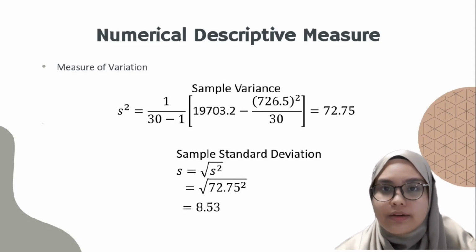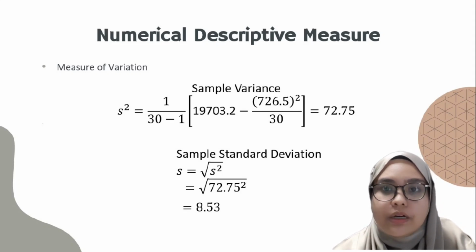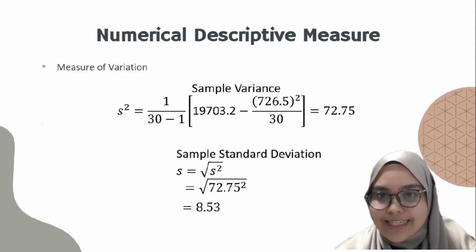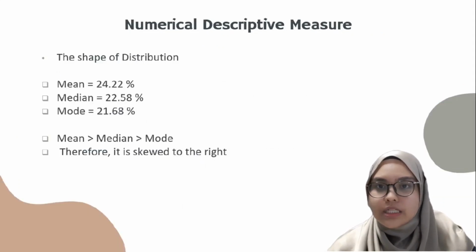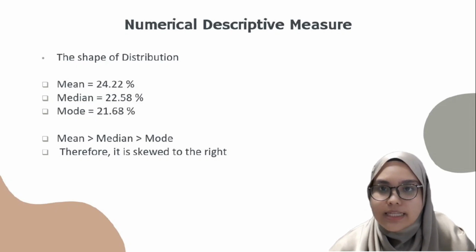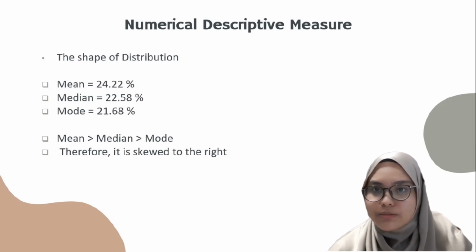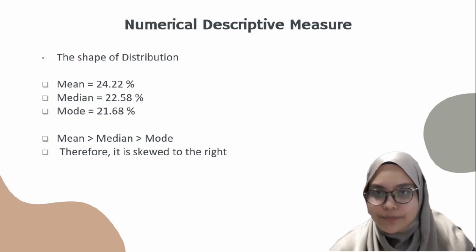Therefore, the sample variance is about 72.75%, and the sample standard deviation is about 8.53%. And lastly, the shape of the distribution is skewed to the right because the mean is the biggest value among the median and mode, while the mode is the smallest value. That's all from me. Thank you.